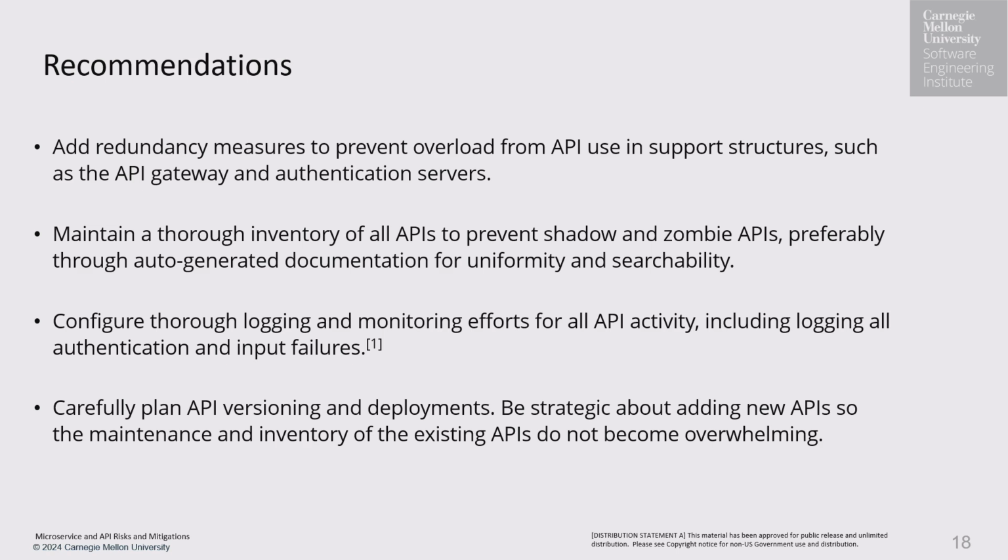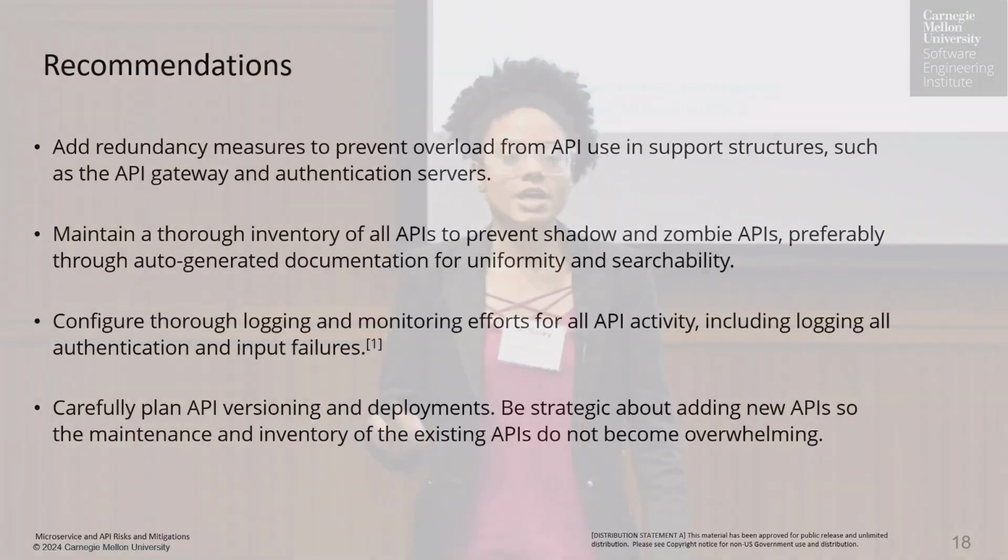Some recommendations: you can add redundancy measures to make sure that there isn't overload from all of the additional APIs in your network. You should maintain a thorough inventory of all of your APIs. This will help prevent shadow APIs and zombie APIs.